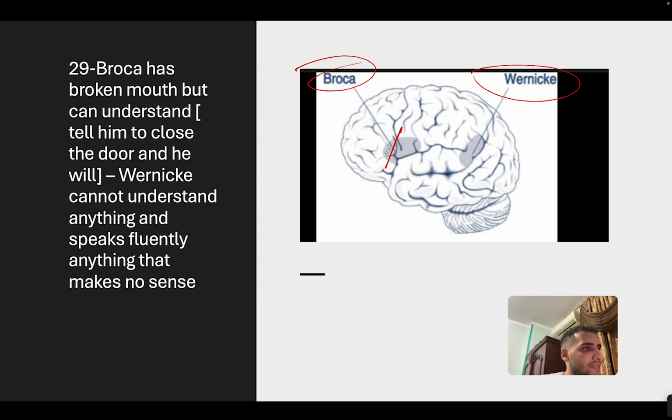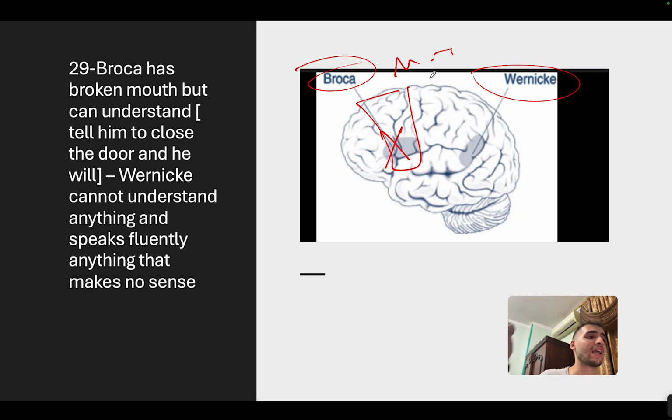And the next high yield concept is Broca and Wernicke. So if Broca has been damaged, I can see here this is in the frontal area, so it's motor. So the person will not be able to talk, but he can understand you well. If you told him to open the door, he will open it, but he cannot talk, so he will just try to, but he can't talk, okay?